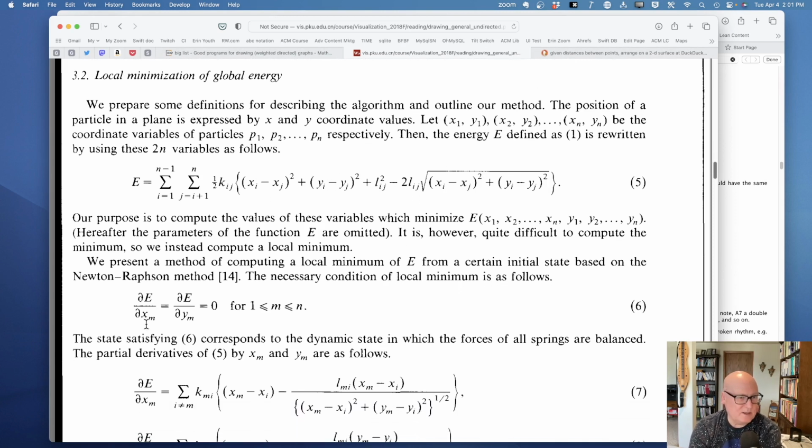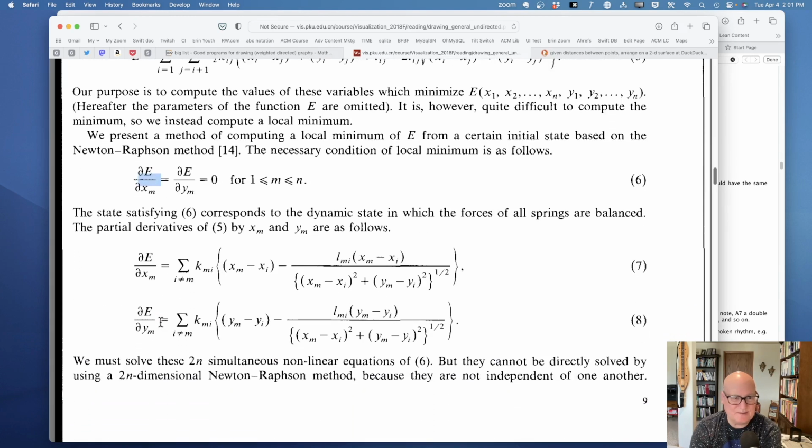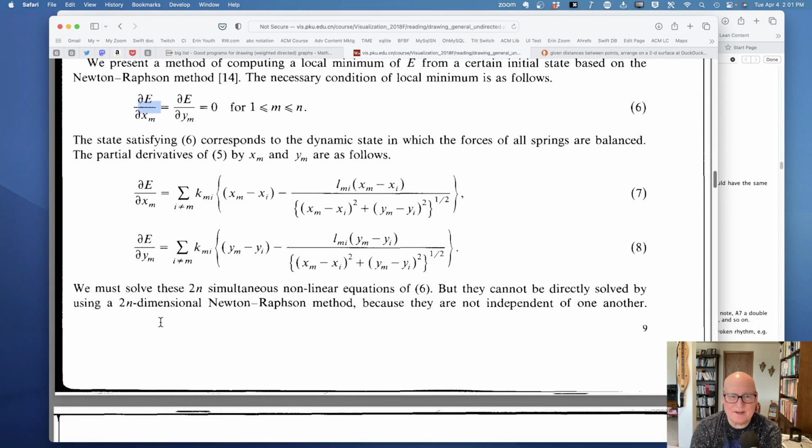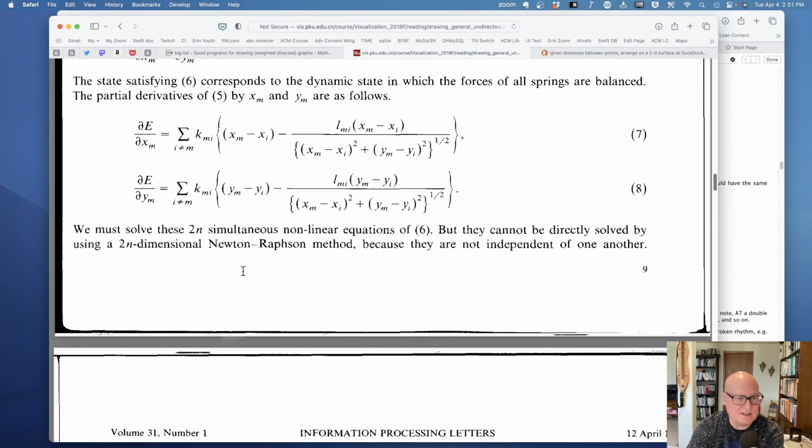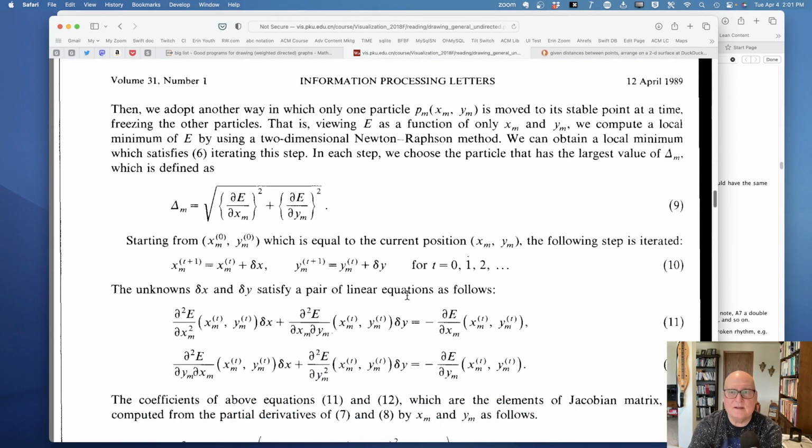Okay, so they use Newton-Raphson. So you're trying to basically get the derivatives to go the right way. I mean, you're getting closer by figuring out whether the derivative is closer, in effect. Got to solve 2 simultaneous nonlinear equations. Yay. They can't be solved with Newton-Raphson. Okay. All right, here we go.